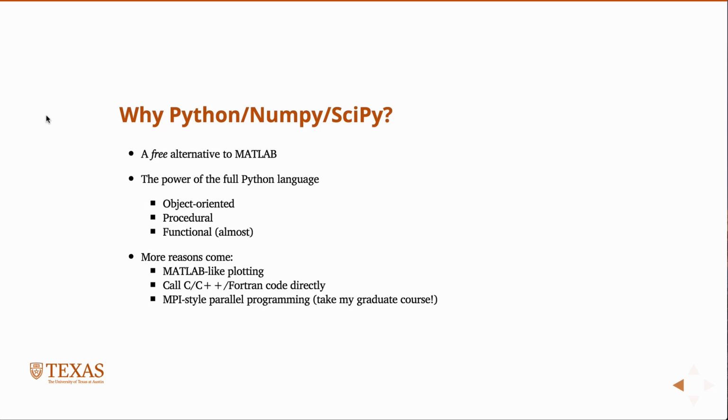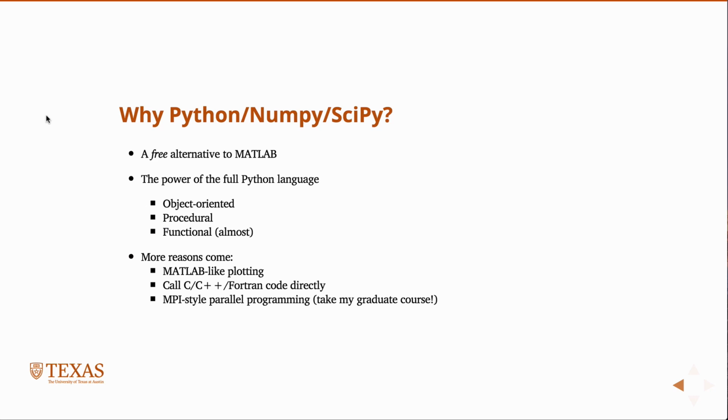There are also some functional features. There is a lambda function implementation. If you're familiar with functional languages like Lisp, these are key ingredients in that. Essentially, you create lists, and then you have functions that operate on those lists. So you can almost do some type of functional programming as well. There are more reasons to come. We're going to talk about MATLAB-like plotting and other plotting packages.